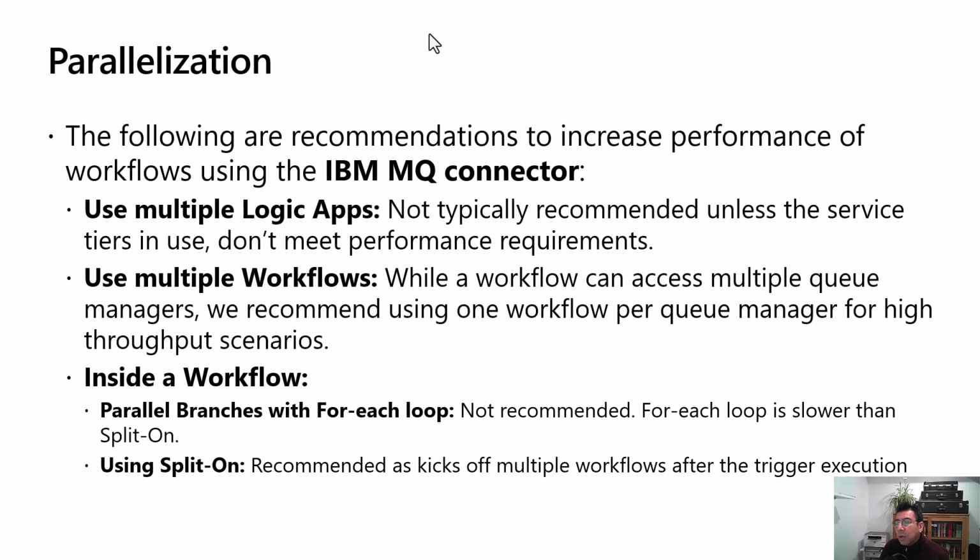Inside a workflow, you have a couple of alternatives as well. You can create parallel branches with a for each loop. We don't typically recommend this because for each loops tend to be slower than split on, which is the next one. We recommend split on because it will create an array of messages and workflows as much as is allowed by the VM's scale out settings. Split on can run multiple threads in separate workflows and therefore could run in multiple VMs, allowing it to be more efficient, faster, and scalable.